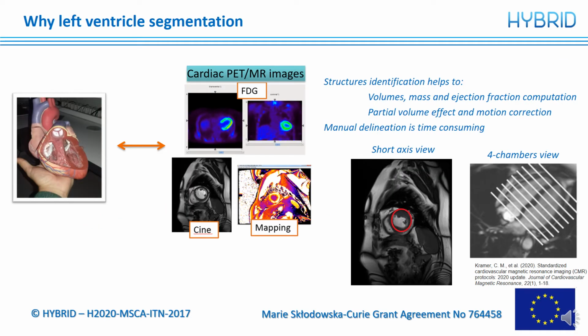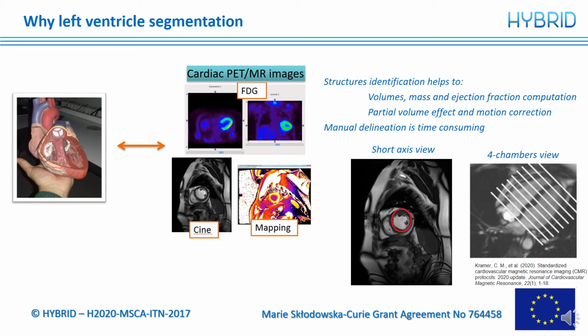The first question is, why do we need to segment the left ventricle? Thanks to cardiac images, it is possible to characterize in a non-invasive way the current state of the heart of the patients that are under a cardiovascular disease. In particular, cardiac PET-MR images allow us to obtain information about the metabolism and the composition of the myocardial cells, and also to assess the motion, the morphology, and the function of the left ventricle, that is the main pump of the cardiovascular system.